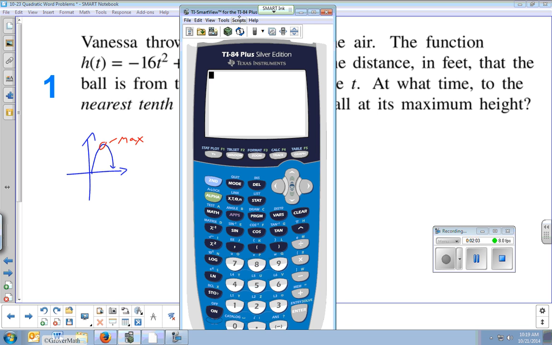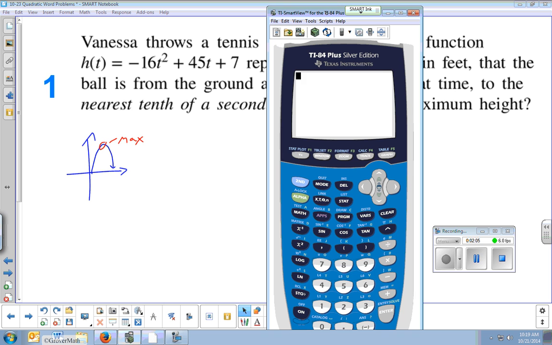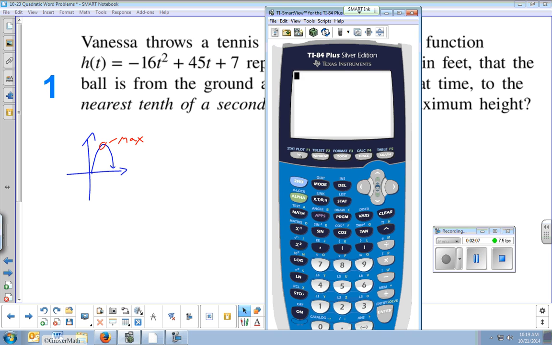So the first thing we're going to do is type the equation they give us into our y equals screen. So that would be negative 16, and we're going to do x squared, even though it's saying t, but it's talking about the x-axis, plus 45x plus 7.